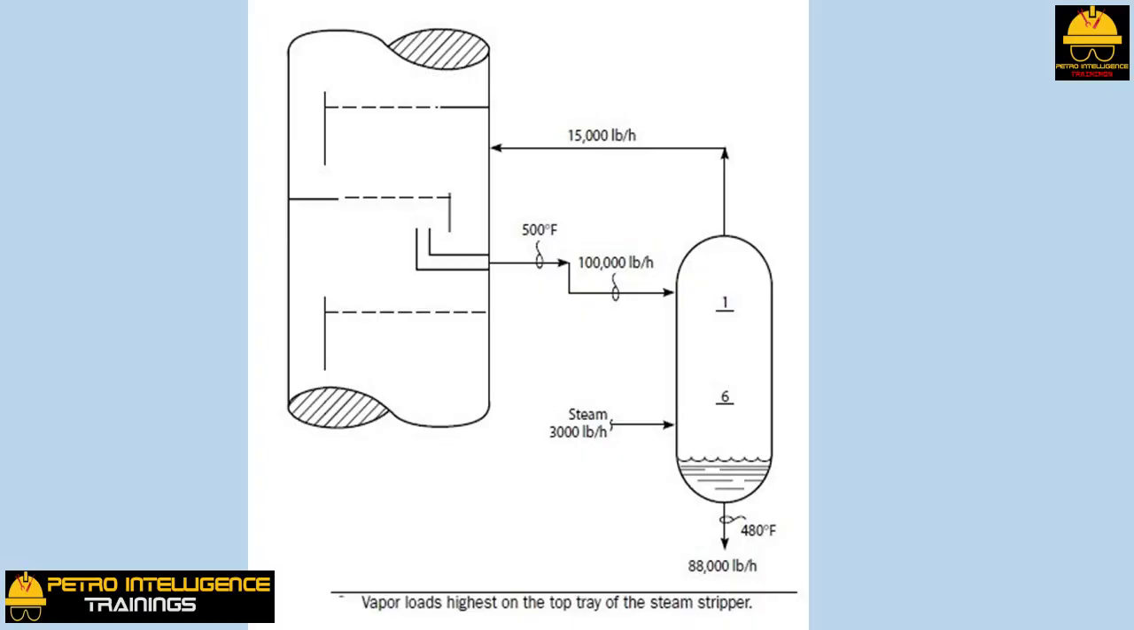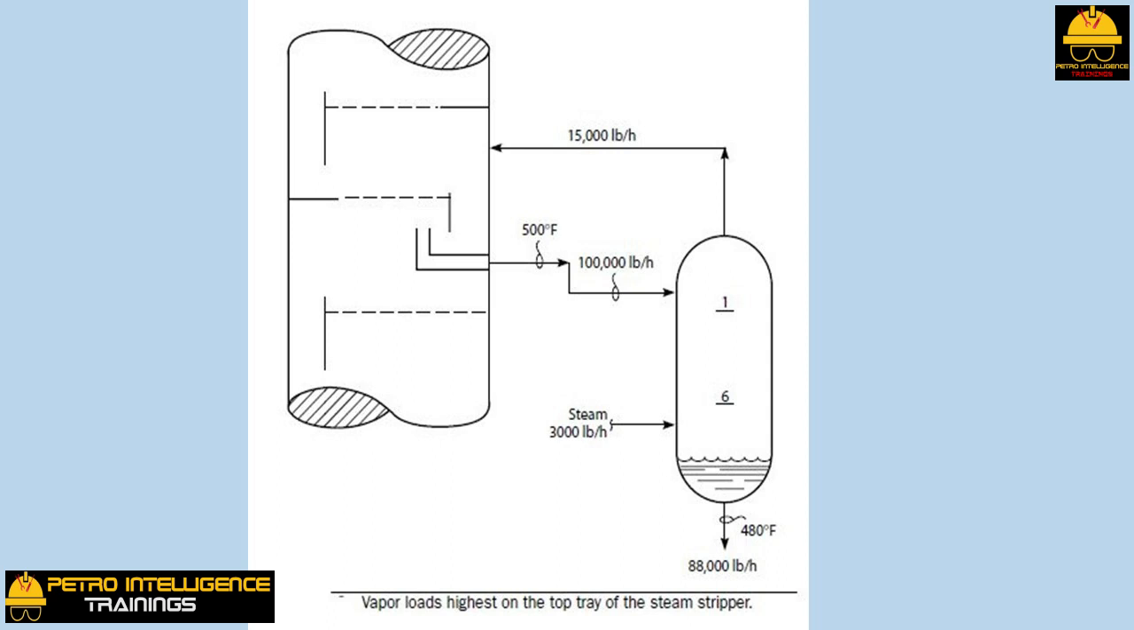Vapor distribution in steam strippers. This picture shows the type of hydrocarbon stripper discussed above. Note that the vapor load to the bottom tray is only the 3,000 pound/hour of stripping steam. The vapor load from the top tray is 15,000 pound/hour. In other words, the vapor leaving the top tray of the stripper consists of 3,000 pound/hour of stripping steam plus 12,000 pound/hour of hydrocarbon vapor.